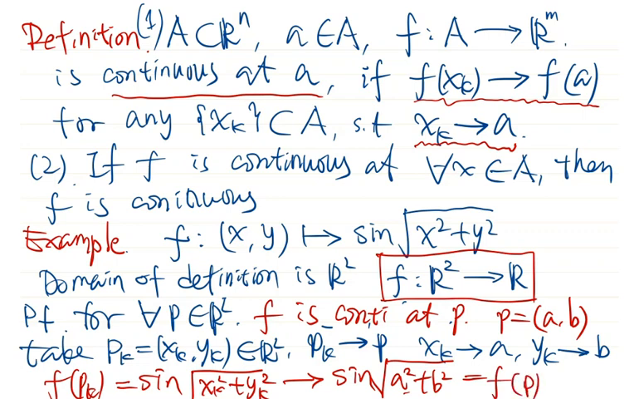So we have proved that whenever pk converges to p, the sequence of function values, the sequence of dependent values, f(pk) converges to f(p). So f is continuous at p. Since p is arbitrary, taken from the domain of definition, f is continuous. Okay.